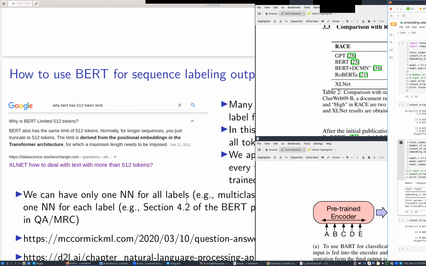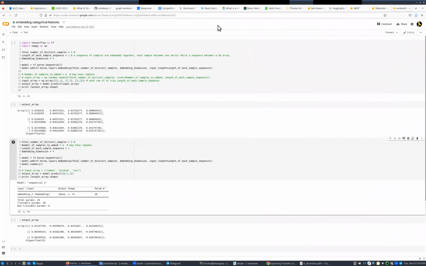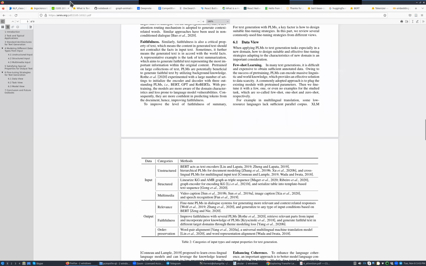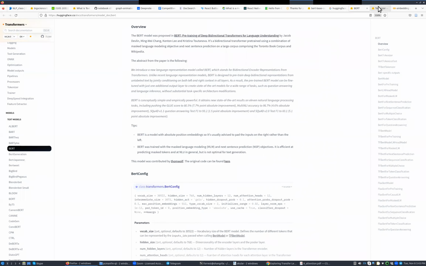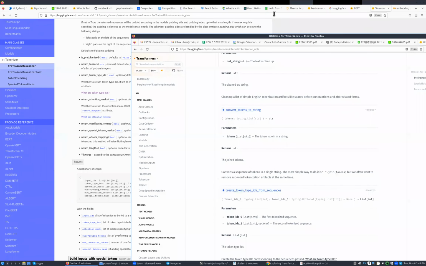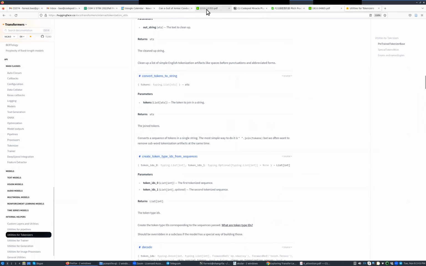Give me a sec. Computer is a big mess right now because I opened too many tabs. No, this is not. Gosh. No.